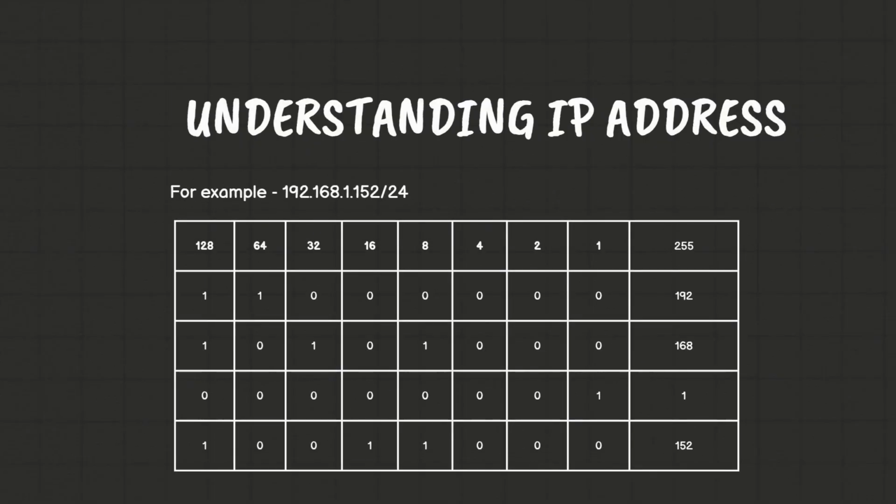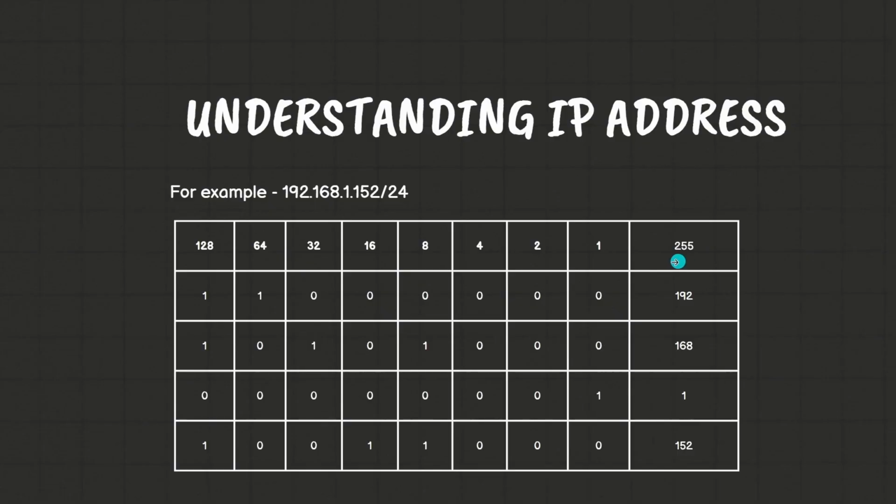Understanding IP address. So here I have created a table that has a bunch of zeros and ones to understand how an IP address is formed. As we learned in the previous slide, each address uses a 32-bit addressing scheme. What does that mean? That means each set is made of 8 bits.